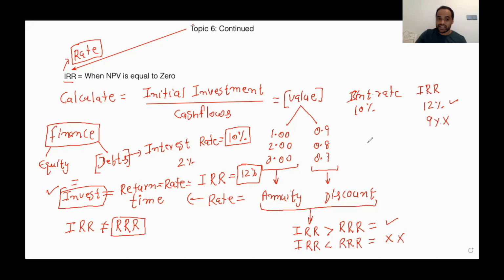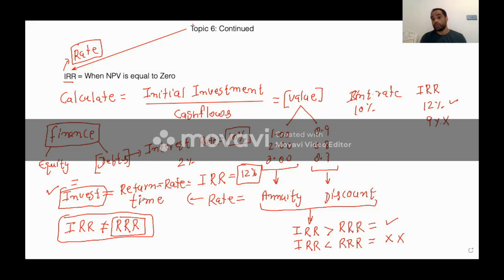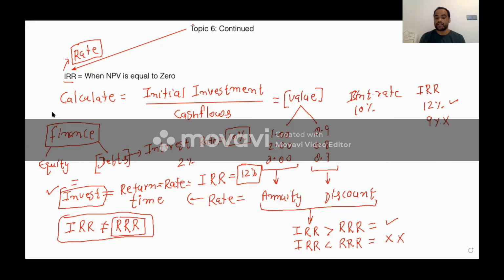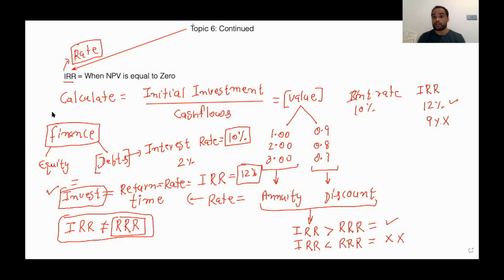That's the reason your IRR never equals RRR, because different investments give you different returns. Whichever investment gives you a higher return, obviously you will select that project. Otherwise, you will reject. In simple language, if IRR is negative, which is less than RRR, you reject. If you have two projects and in both your IRR is lower than RRR, you will never ever invest that money.